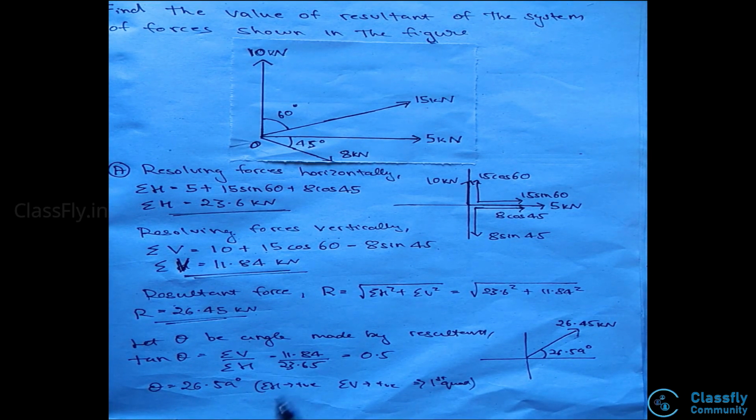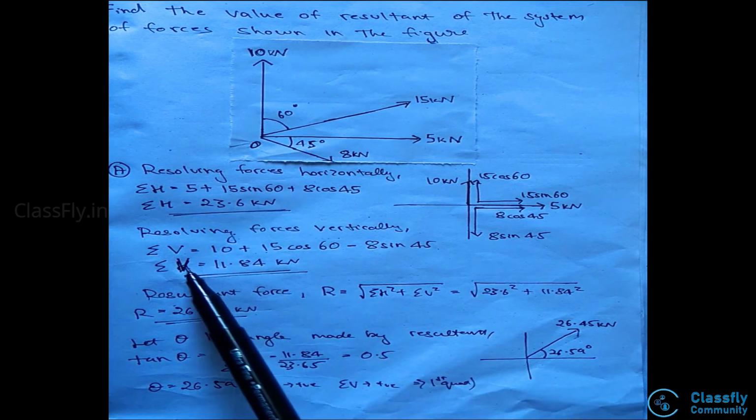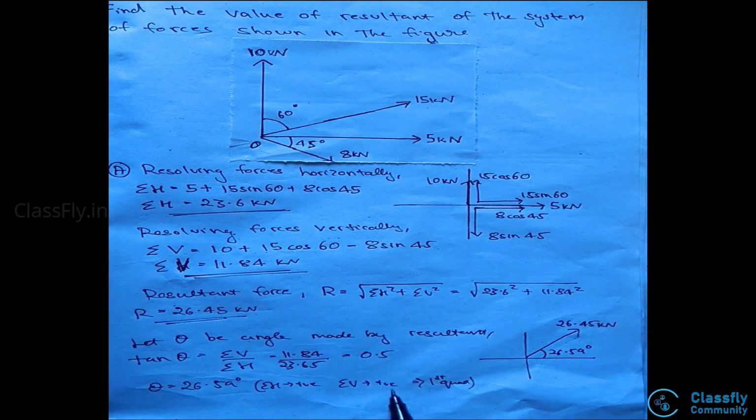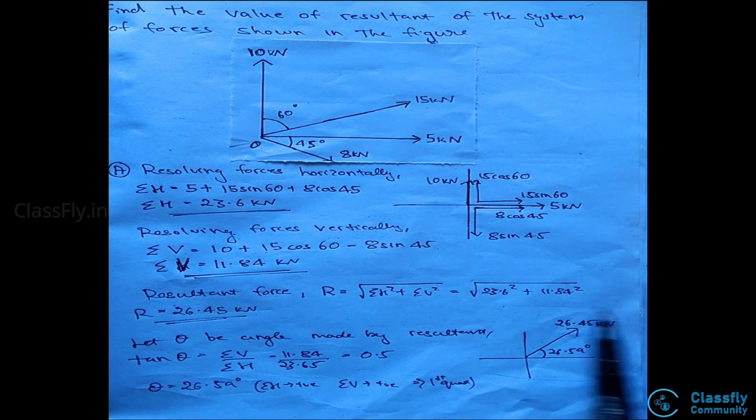It is important to note that both the horizontal summation and vertical summation of the forces are positive. Hence, when this is the condition, the resultant will always lie in the first quadrant. Hence, now we know that the resultant force is 26.45 kilonewtons, making an angle of 26.59 degrees in the first quadrant. Hence, this force can be represented in the following diagram, where the force is of 26.45 kilonewtons, making an angle of 26.59 degrees. Thank you.